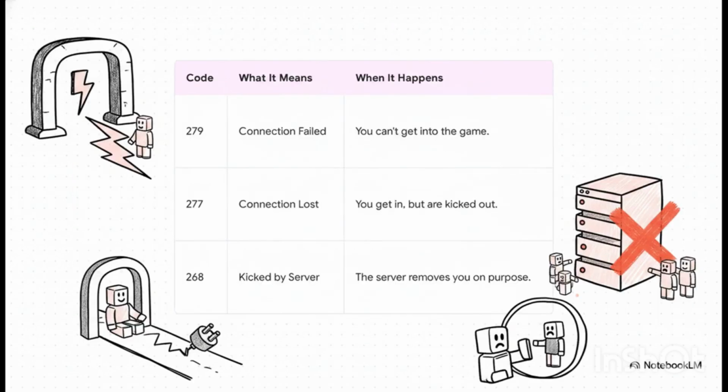Let's look at the most common ones you'll see, and this really shows the difference. Error 279, that means you can't even get in the front door. The connection failed right from the start. But error 277, that's different. You got in, you were playing, and then the connection dropped mid-game. And error 268 is something else entirely. That means the server itself actively kicked you out, maybe for being idle or something like that.